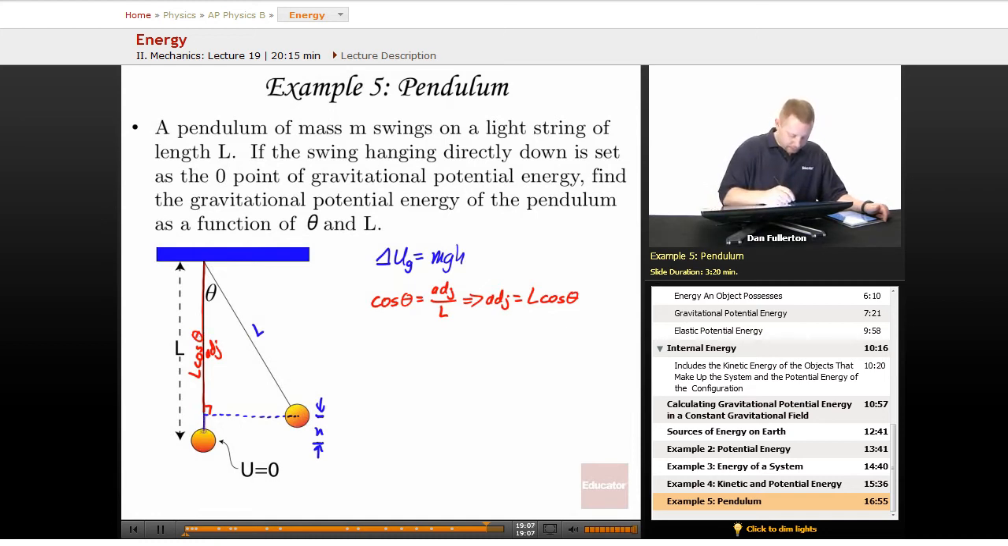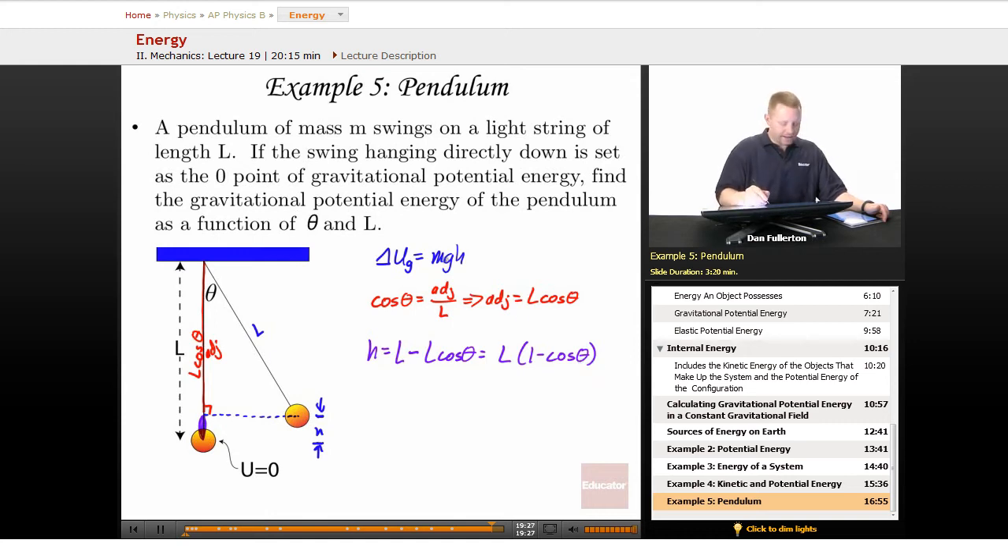What we really want to know is this distance here, that h. H then must be the total length of our pendulum L minus this L cosine theta. Or I could factor out the L's and say that that's L times 1 minus the cosine of theta.